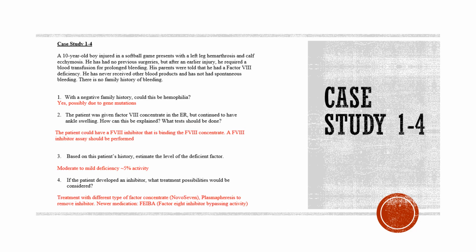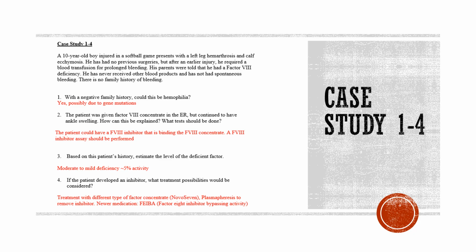Welcome back. Case study 1-4. A 10-year-old boy injured in a softball game presents with a leg hemarthrosis and calf ecchymosis. He has no previous surgeries, but after an earlier injury, he required a blood transfusion for prolonged bleeding. So this is going to be a sign. Prolonged bleeding is not normal. His parents were told that he had a factor VIII deficiency. So they've already done testing and determined that he does indeed have a factor VIII deficiency. He has never received any other blood products and has not had spontaneous bleeding. And there's no family history.